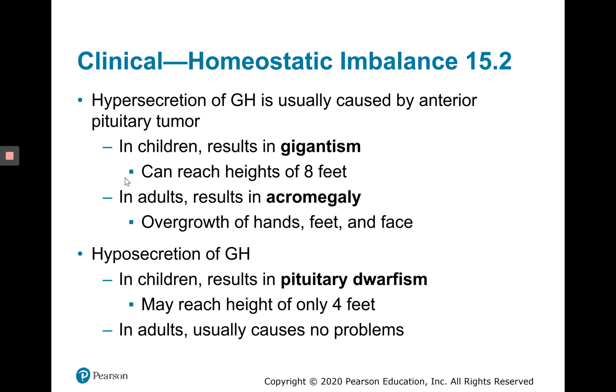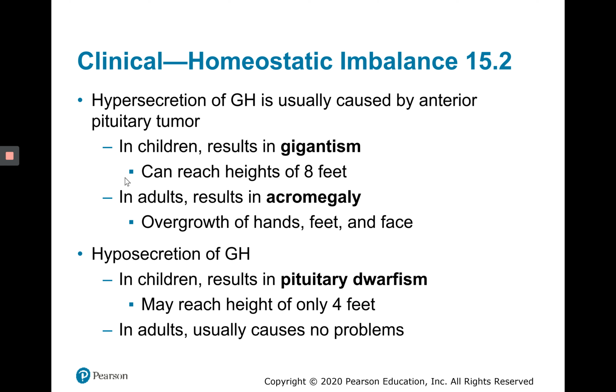A homeostatic imbalance associated with growth hormone is the hypersecretion or hyposecretion of growth hormone. The hypersecretion of growth hormone is usually caused by an anterior pituitary gland tumor. In children, this would cause gigantism. It can cause children to reach heights of 8 feet. When these children reach adulthood, they stop growing in height and they start growing kind of in width. This process is called acromegaly. So it causes the overgrowth or thickening of the hands, feet, and the face.